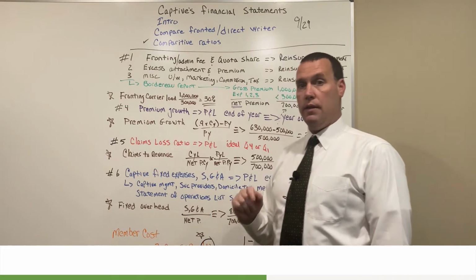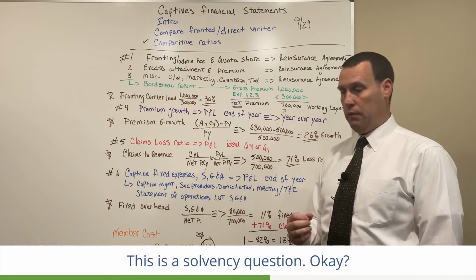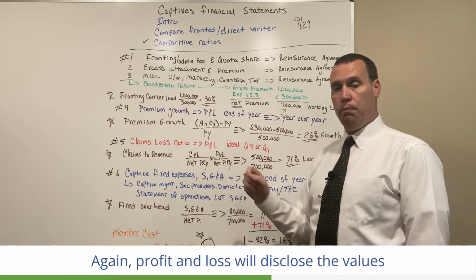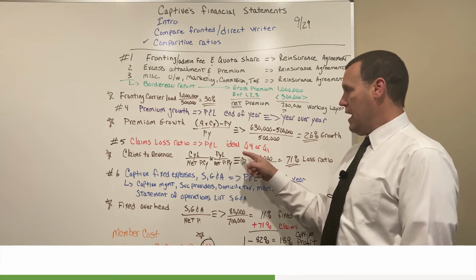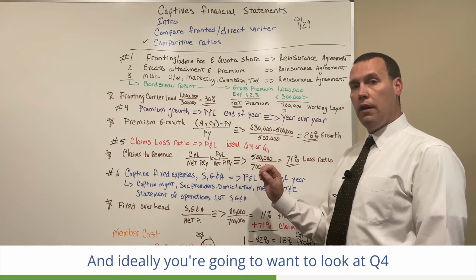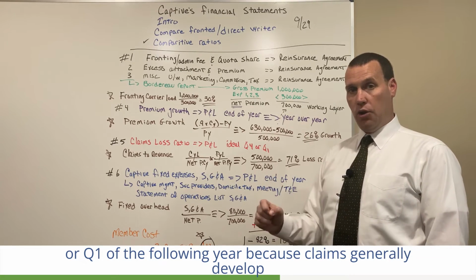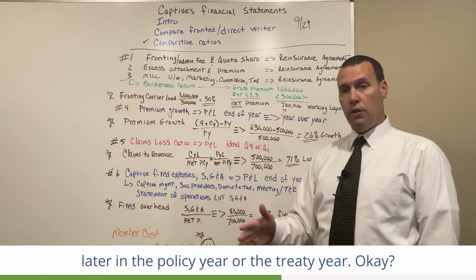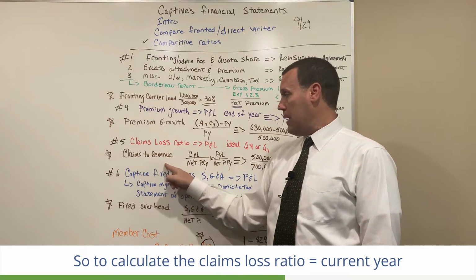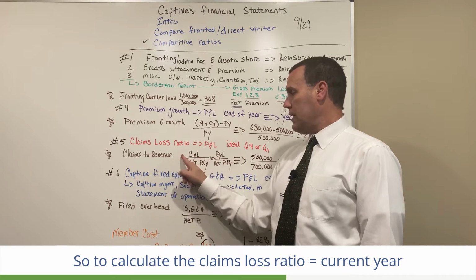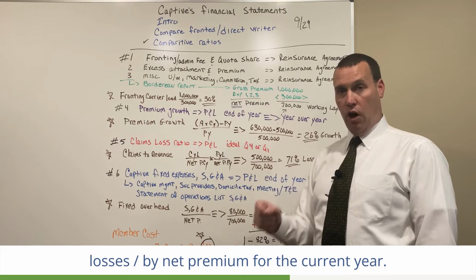Loss ratio. Does the captive have enough cash to pay the claims? This is a solvency question. Okay? Again, profit and loss will disclose the values that you're going to need to calculate. And ideally, you're going to want to look at Q4 or Q1 of the following year because claims generally develop later in the policy year or the treaty year. Okay? So, to calculate the claims loss ratio, current year losses divided by net premium for the current year.